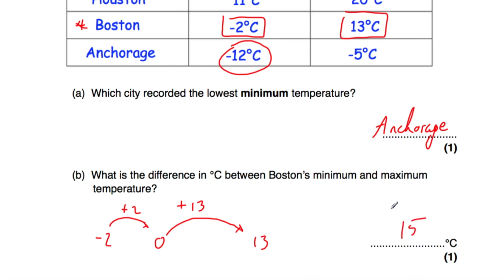So that's one way we could do this question. Another way we could do it is to just take away the temperatures. So take the maximum temperature, which is 13 degrees Celsius, and subtract the minimum temperature, which is -2 degrees Celsius. And 13 subtract -2 would be 13 minus -2, that'll be 13 plus 2, and 13 plus 2 would be 15. So the answer would be 15 degrees Celsius, because whenever we subtract the negative, it's the same as adding. So we do 13 add 2, which is 15. And either approach would be fine.